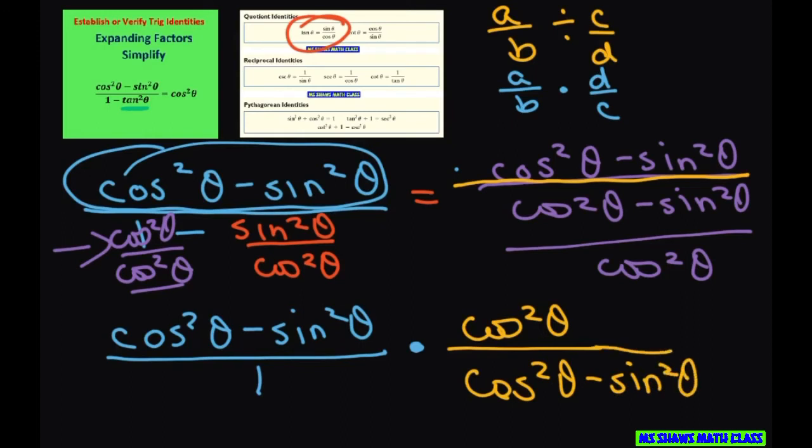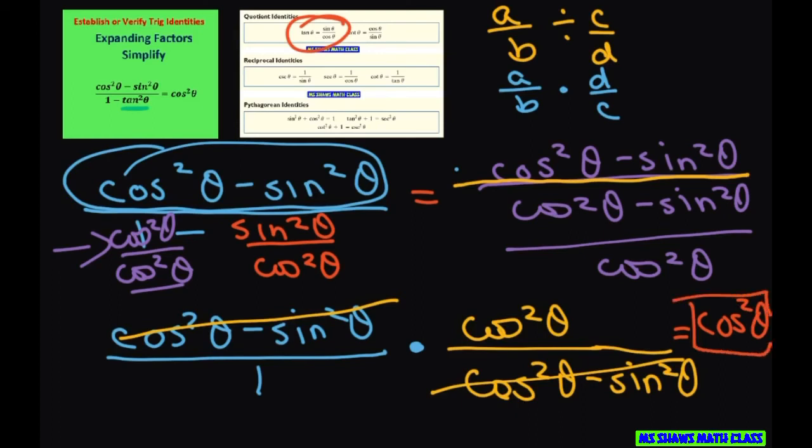Now what happens is these cancel. So what we're left with is this equals cosine squared of theta, which is our desired result. So we didn't even have to do any factoring or anything like that. It was not as hard if you recognize that when you wrote this in terms of sine and cosine, you could cancel it out.